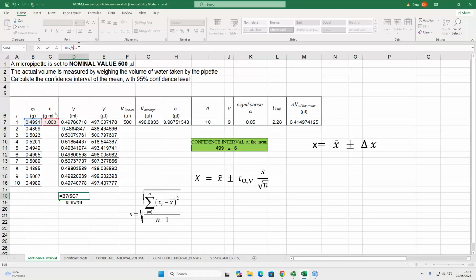So, $C, $7. Okay. This means if I copy this formula in the cell below, you change only the B, not the C. Okay? This means that the cell C7 is blocked.